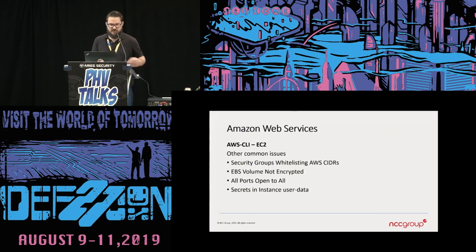Another thing we see is EBS volumes that don't have encryption enabled. So if the storage mechanism for the EBS volume becomes compromised, if it's not encrypted, the data is also compromised. If it's encrypted, it should be safe. So another thing we see is all ports that are open to all. This does not follow the principle of least privilege. We want to see specific ports open for services that you intend to have exposed.